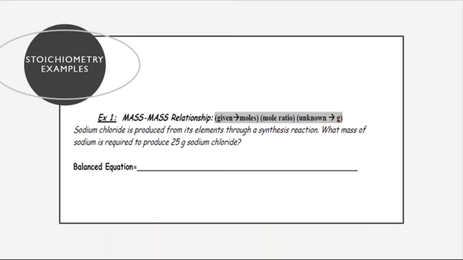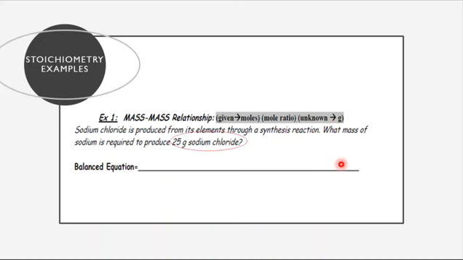Sodium chloride is produced from its elements through a synthesis reaction. What mass of sodium is required to produce 25 grams sodium chloride? So our given value is going to be 25 grams of sodium chloride. Okay, and now we're going to figure out our goal. What are we looking for? So what mass of sodium?